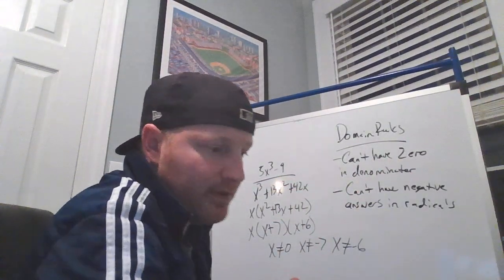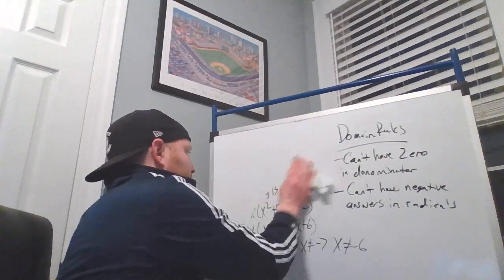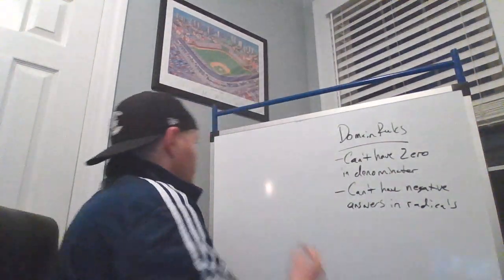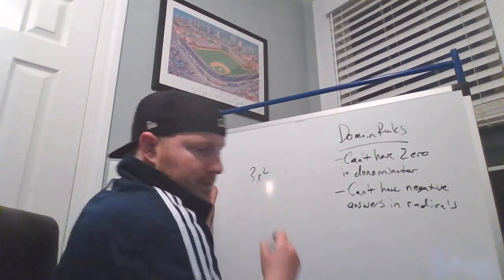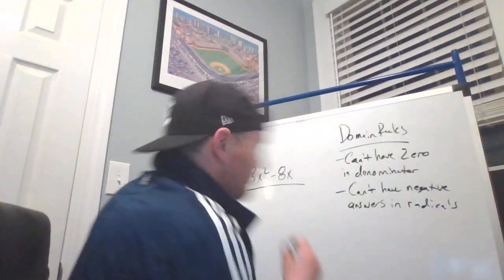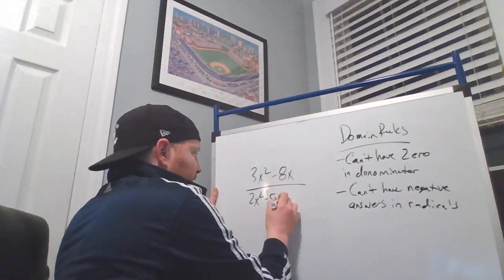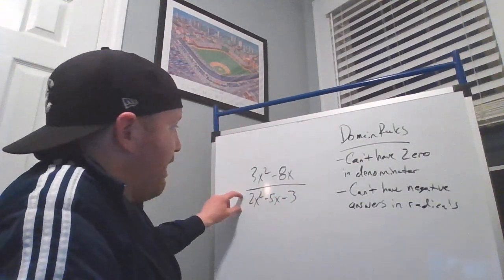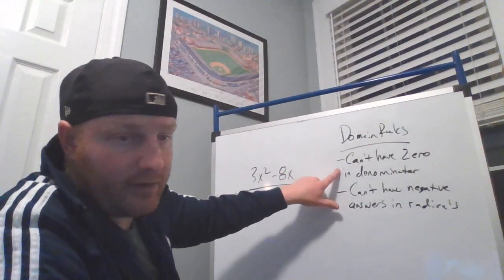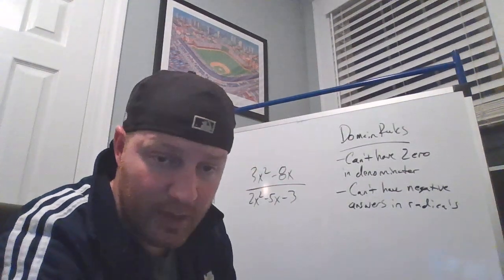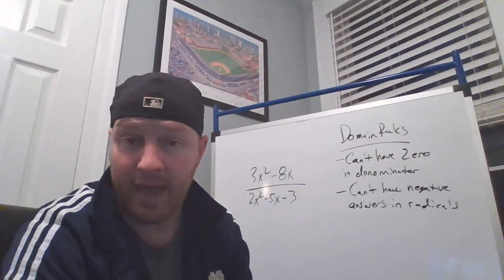So that's that question. Now let's look at number 6. Number 6 is also from Brigitte. So this one is 3x squared minus 8x all over 2x squared minus 5x minus 3. Now, again, I only have to worry about this rule. Cannot have the denominator equal 0. I don't care what x is in the numerator, because x can equal 0, x can equal a negative number. It doesn't matter at all.